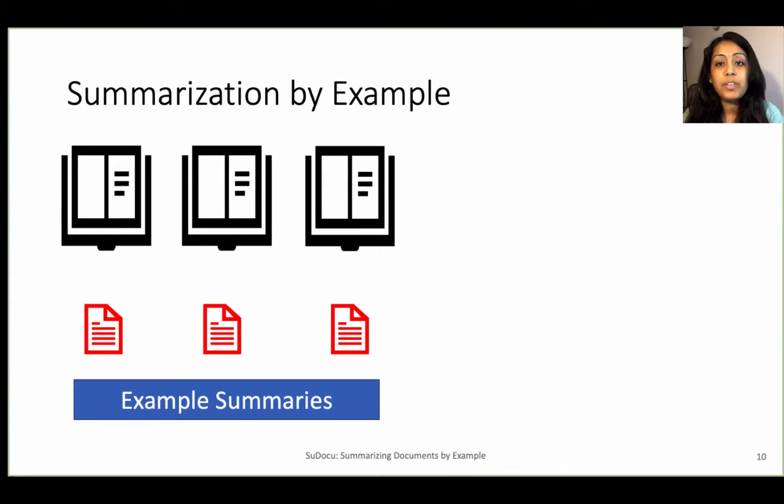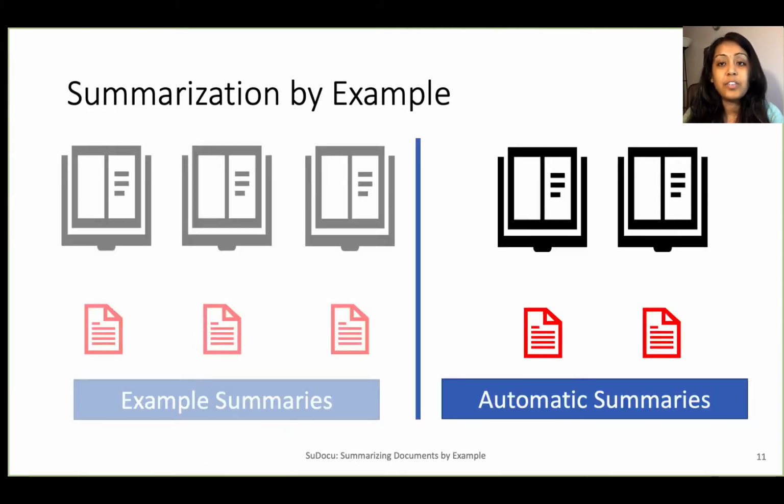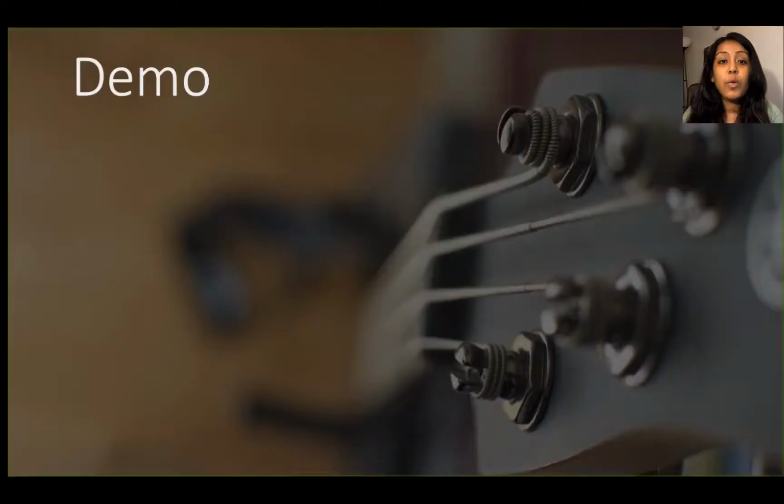In example-driven summarization, all the user needs to do is to provide a few example summaries for a small number of documents, and the system learns the summarization intent from the examples. Then it can summarize new documents automatically according to the user's preferences. We will now demonstrate SuDocu and show how it learns the user's summarization preferences just from a few examples.